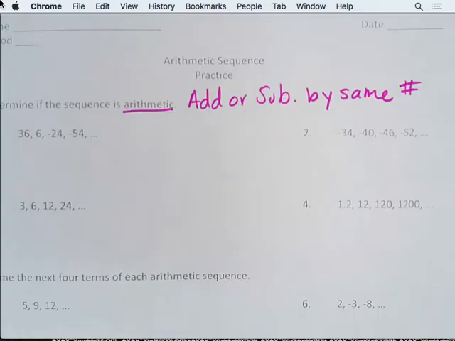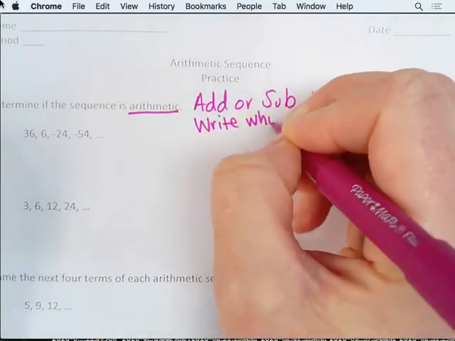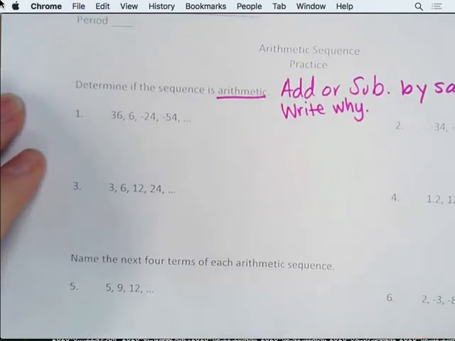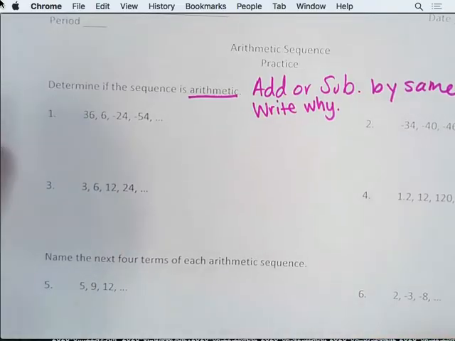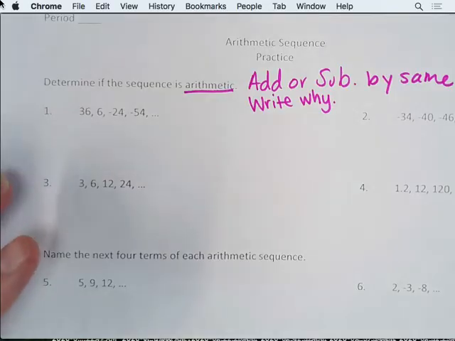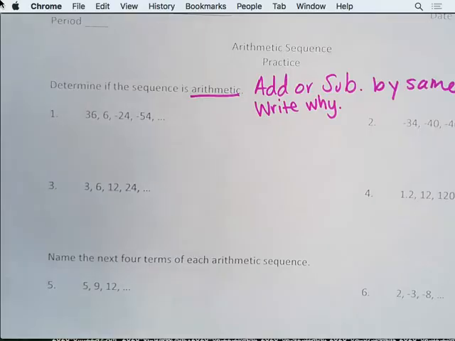Okay, so check and see which ones would be a yes, which ones would be a no. And you need to explain why. So if it's adding or subtracting by a certain number, you'd write, because the common difference is this. If it's multiplied or divided by a certain number, you'd say it is not arithmetic because it's multiplied by this number each time.